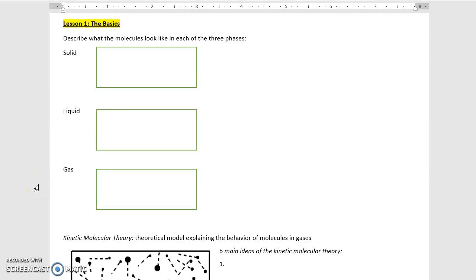One on our gas unit, the first thing I want to talk about is the different phases. So we've got solids, liquids, and gas. And I want to make sure before we move on, you have a general idea of what to expect when you're looking at each of these three phases. Yes, there's technically a fourth phase, but we're only going to address solid, liquid, and gas here.